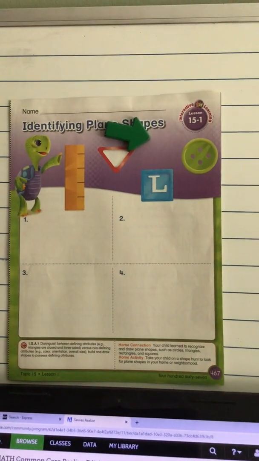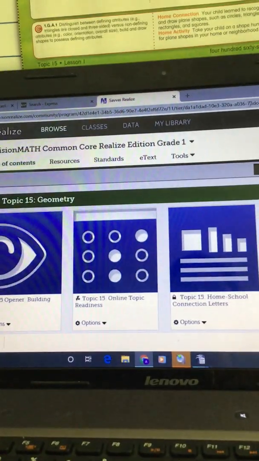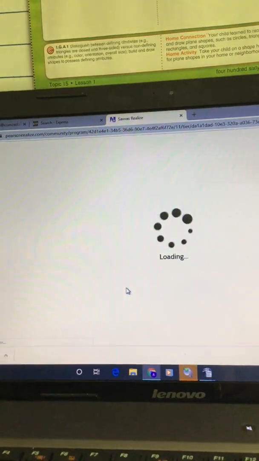So go ahead and get this one ready. All right, we're going to start off watching our show and then we'll work on it together. It is not hard. That's why we're doing 2 today, so we can get moving on shapes here.